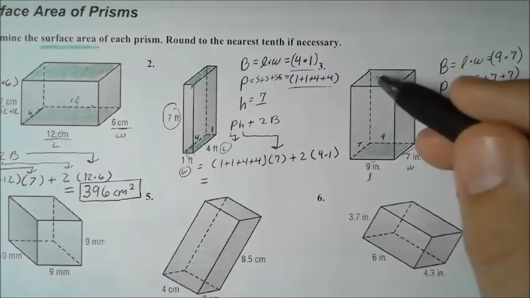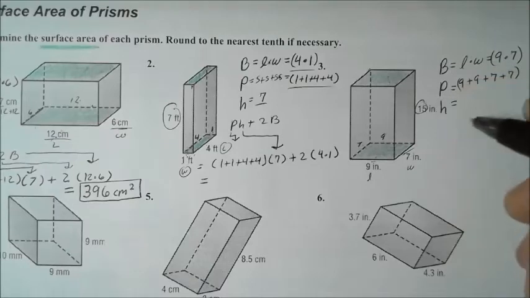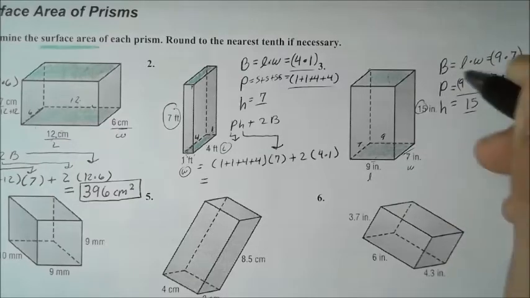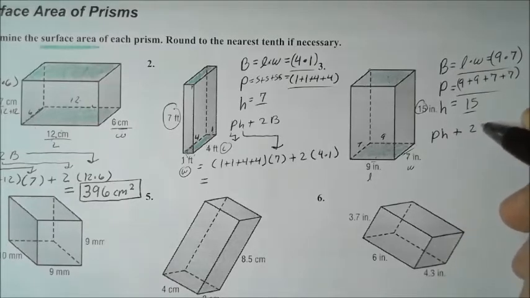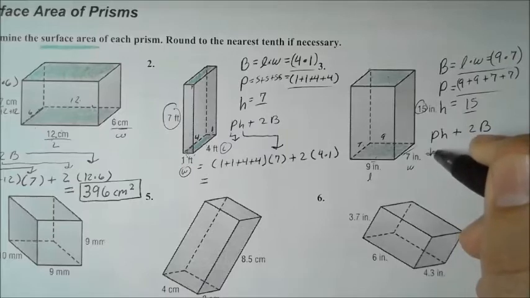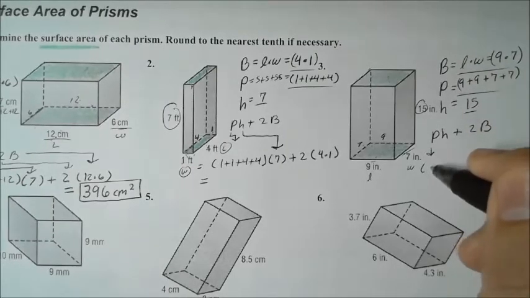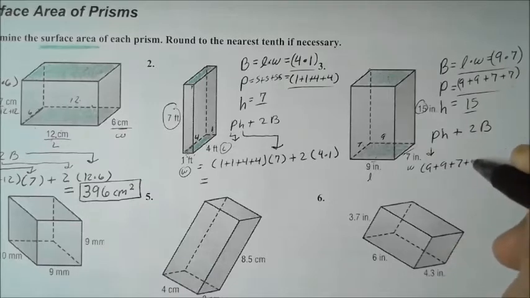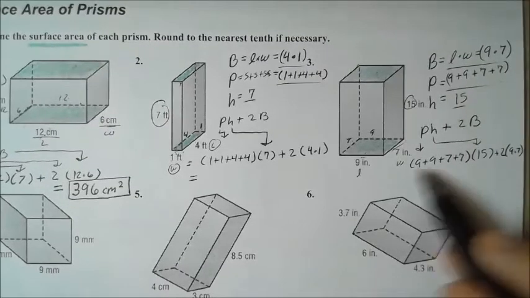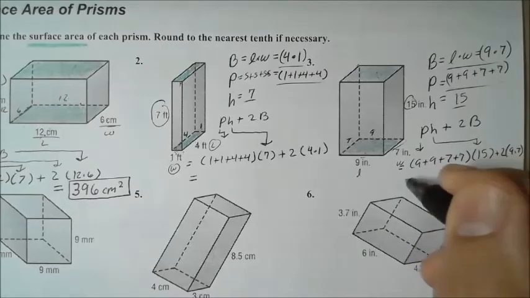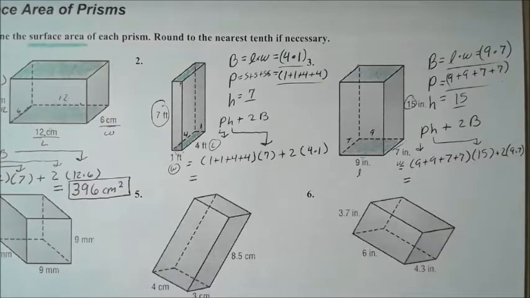And my height is the distance between the 2 bases, which is 15. So now I have all 3 values, and I'm going to put that into my equation, PH plus 2B. So for my P, I'm going to put my perimeter, which is 9 plus 9 plus 7 plus 7. And then for H, I'm going to put that 15. That's my H. And then I have plus 2 times B, and B is 9 times 7. So now that I got this whole thing done, I can just put this into my calculator and get my final answer. I'm going to let you do that on your own.